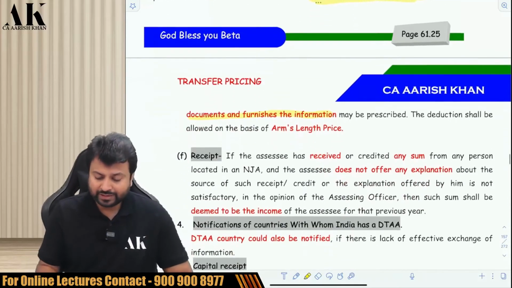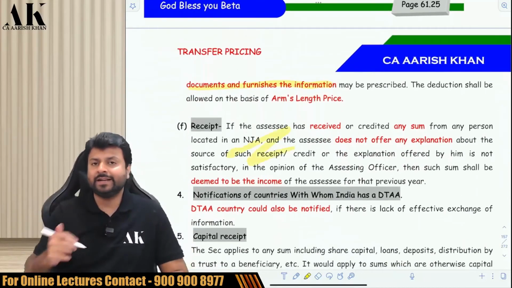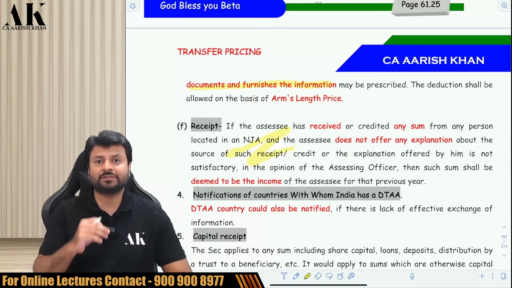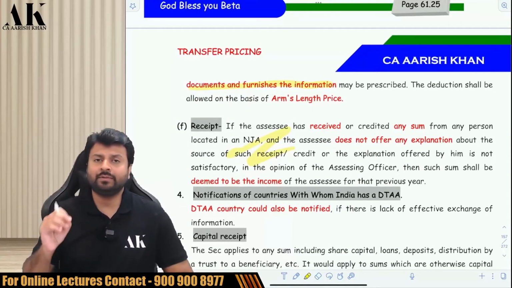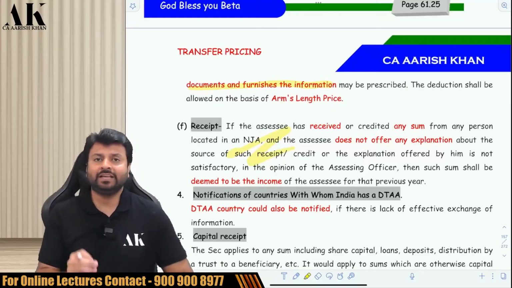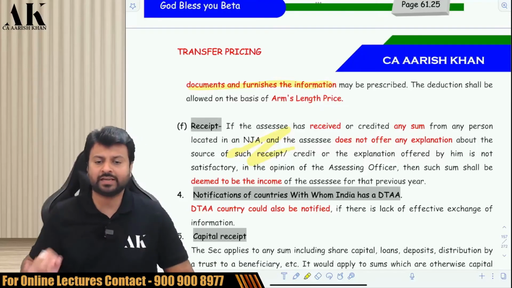Next, if you are getting any money from NJ, that money should be explained with a proper source. If you are not able to explain the source of that money, and if the explanation of the source is not satisfactory in the eyes of the assessing officer, it is deemed to be income once again.